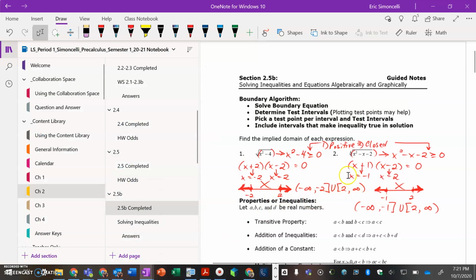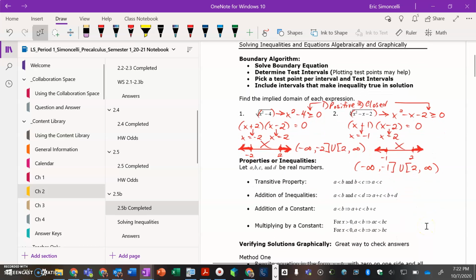The final answer ends up being this: negative infinity to negative 2 with a bracket, and then bracket 2 to infinity, and you're in union with these two intervals. I'm going to leave example 2 for you to take a look at on your own, though please note it's a positive and closed interval again because of the inequality. Please take a look at that on your own. Solve it in a very similar manner.